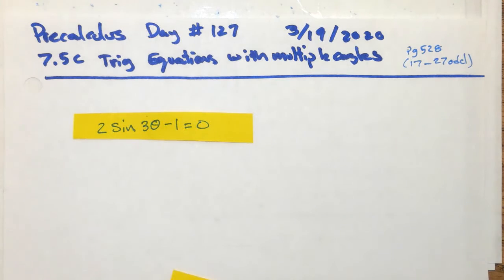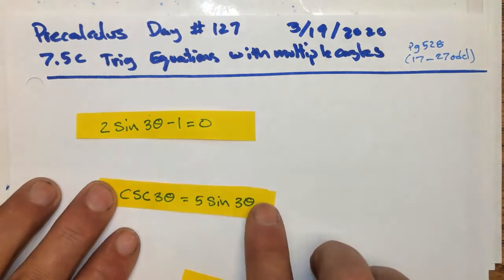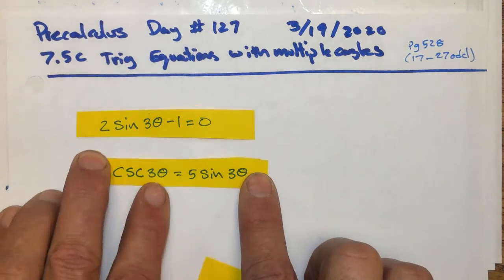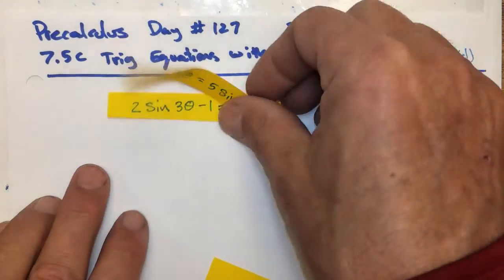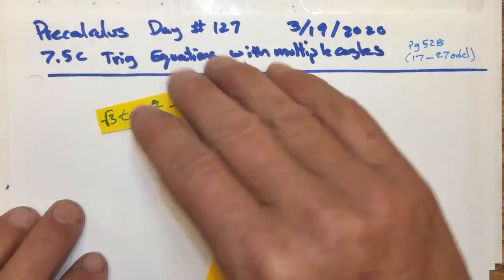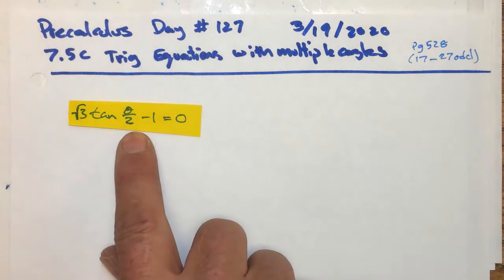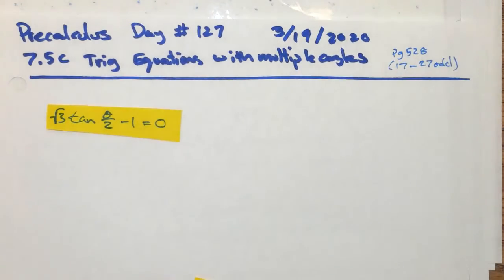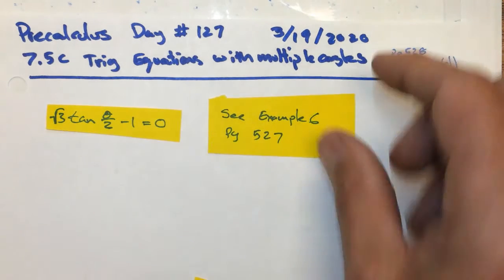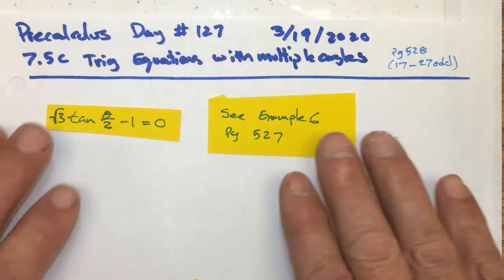And we also are going to look at an equation where we have the 3 theta in two different places, but all the angles are in terms of 3 theta, so it'll work out for us. There's also this equation where we have theta over 2 instead of theta. Now that'll work. The methods today, I'm not going to do this example. If you want to see this example, look at example 6 on page 527.